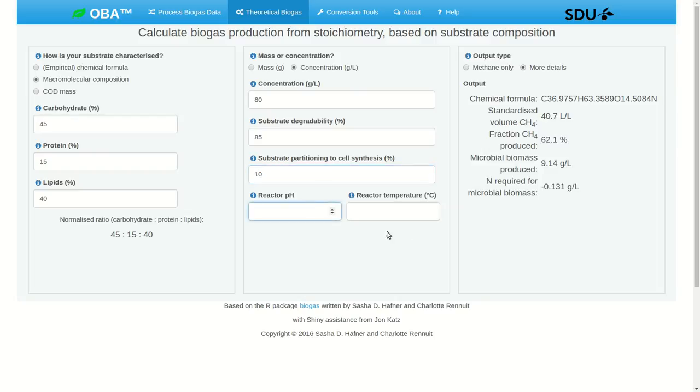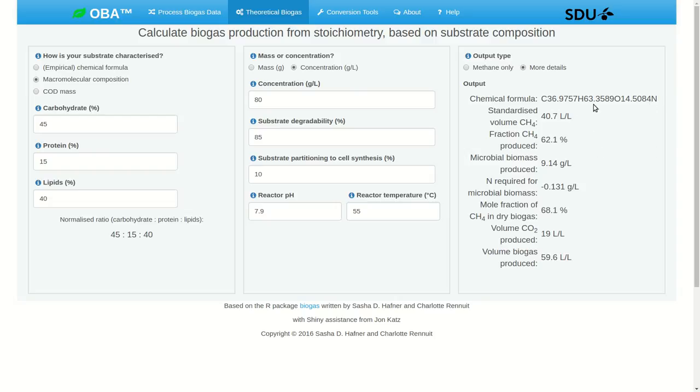And we need to provide two more pieces of information here. We need a reactor pH and a reactor temperature in order to predict CO2 partitioning that'll let us estimate biogas composition. So let's say this is running at a pH of 7.9 and a temperature of 55. So now what do we have? Let's go through all the results.